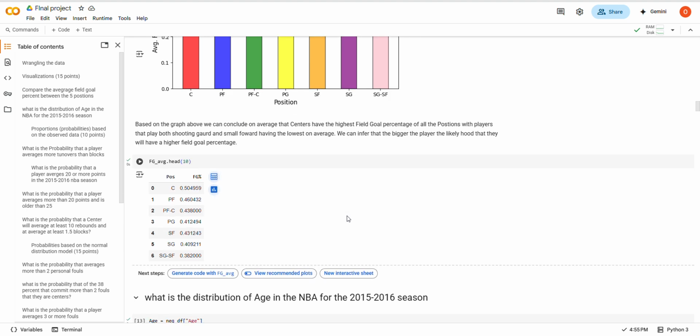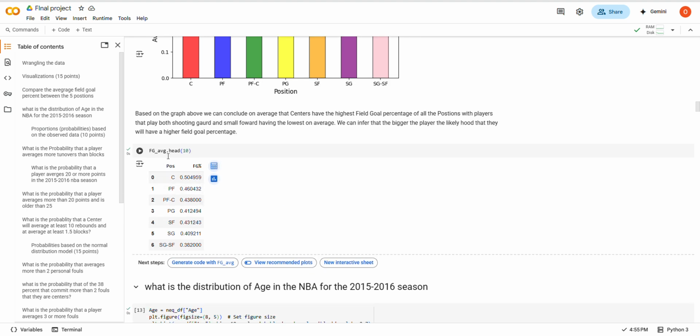And then this is me displaying the average field goal percentage. So we'll see centers had a 50% field goal percentage, power forwards 46, small forwards 43, point guards at 41, and the combo shooting guard small forward shot an abysmal 38%.